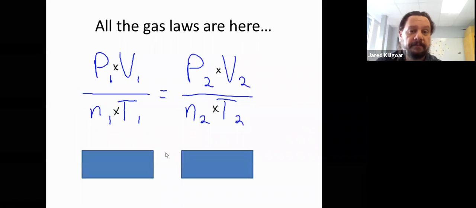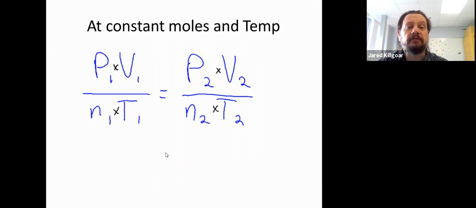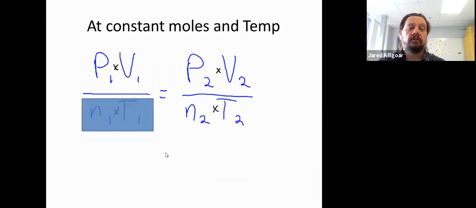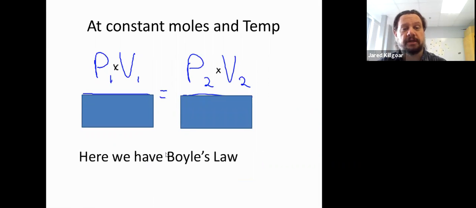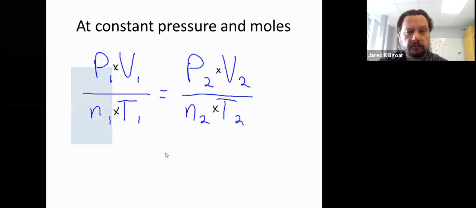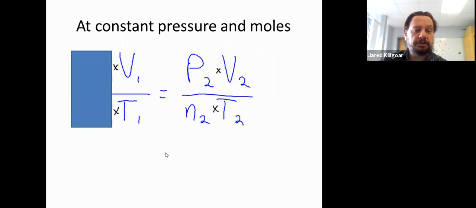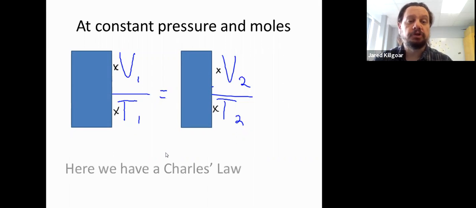So first off, all the gas laws are here. If you're at constant moles and temperature, moles is N and T is temperature, I just cover up my moles and temperature, and I'm left with Boyle's law, which is a gas law talking about changes in pressure and volume and the effects of them. So P1 V1 equals P2 V2. At constant pressure and moles, P is pressure and N is moles, I cross those out, and I have V1 over T1 equals V2 over T2. This is known as Charles' law.